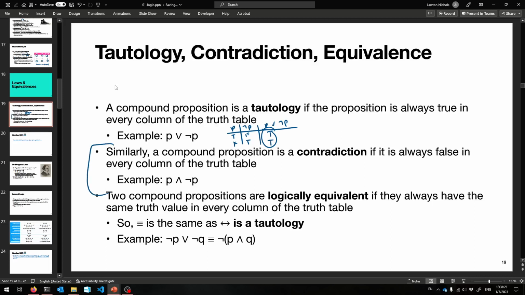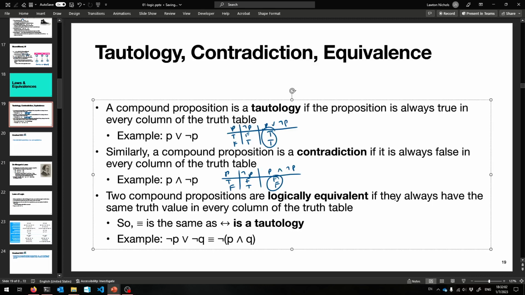Likewise, you can make a contradiction as well. A proposition is a contradiction if it's always false in every column of its truth table. So P ANDed with not P, for example. Again, we know how to make P, and we know how to make not P from P. True, false. False, true. If we AND those together, P ANDed with not P, one of those is always false, right? So the answer is going to be false always. False, false. That's a contradiction. It's never true. Never, never, ever true. That's kind of the opposite of a tautology.